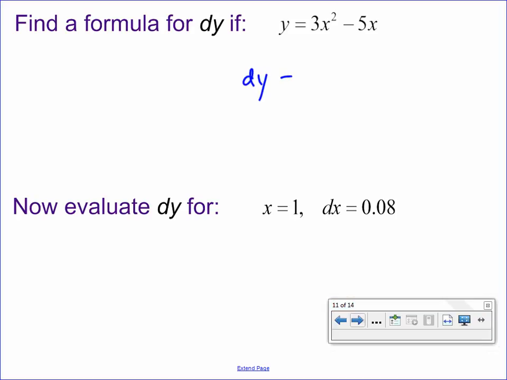I can get there by differentiating both sides. My f prime of x would be 6x minus 5. I'm going to go ahead and put that in parentheses to show my f prime of x, and then times dx.